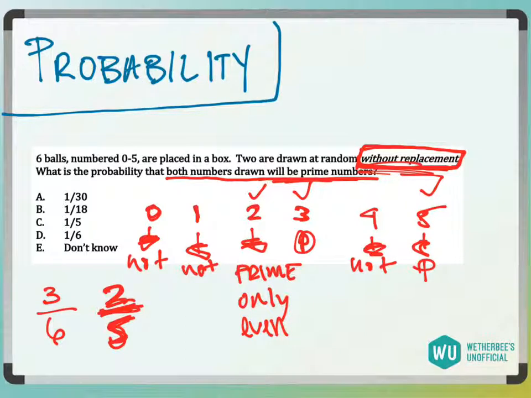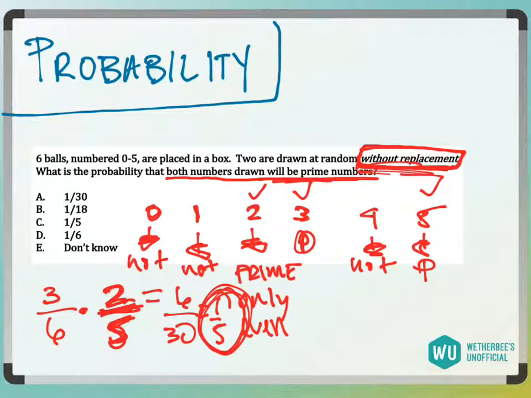And then what we do is we multiply them. The probability that one thing is going to happen and then another means multiplication. So that's going to be 3 times 2 is 6, 6 times 5 is 30, and 6 over 30 equals 1/5. So the probability that they're both going to be prime would be 1/5.